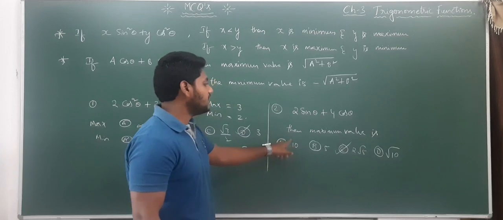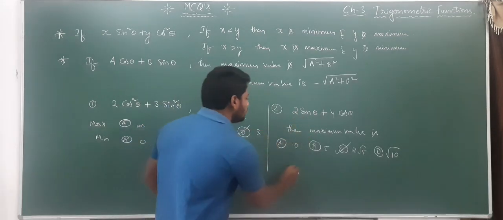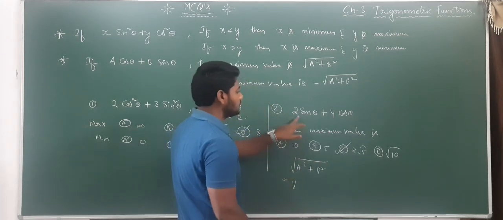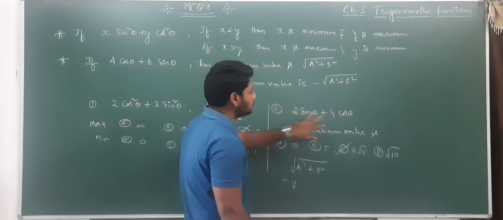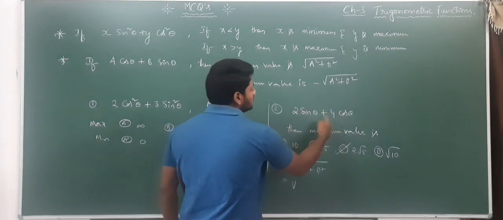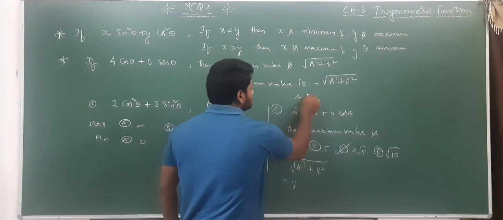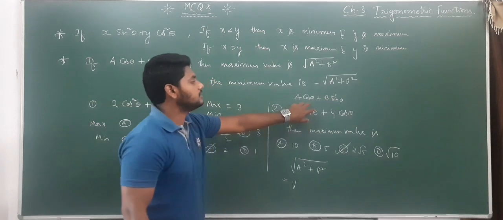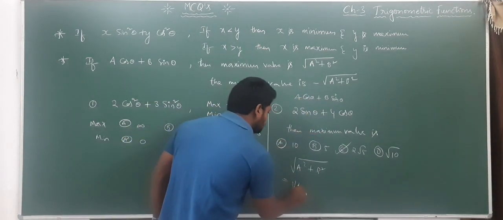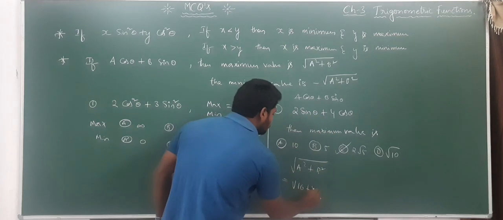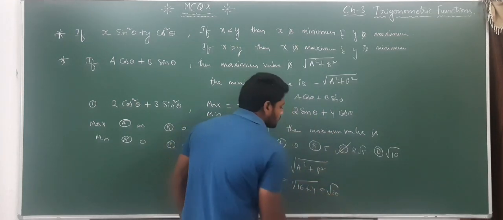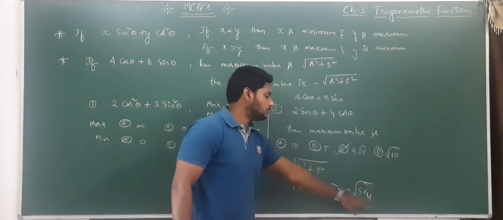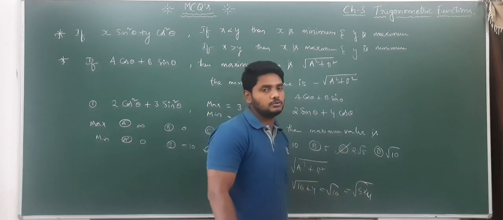Why? Because to find the maximum value, what was the formula? Square root of A square plus B square. What is A square? Here 2 or 4, whatever it may be you can take. But what was the actual formula? This term you need to convert in terms of A cos theta plus B sin theta. So whatever is in front of cos, that is A. So A square 16 plus B square 4, which is nothing but square root of 20. Square root of 20 we can write as square root of 5 into 4, that 4 we can write outside as 2. That is nothing but 2 root 5.